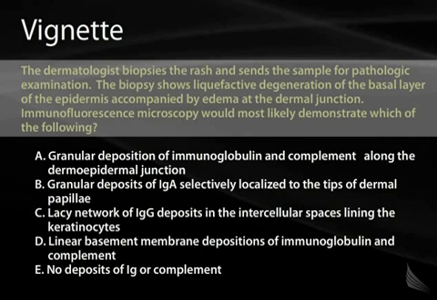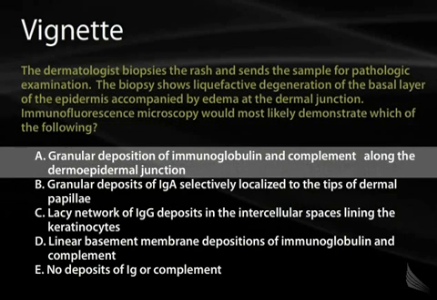D. Linear basement membrane depositions of immunoglobulin and complement. Or E. No deposits of Ig or complement. The answer here is A. Again, this is lupus, so you're thinking type 3. So you know it's not a linear deposit. You can get rid of D. You know that you're not going to have no deposits, so you can get rid of E. Granular deposits of IgA, we know that SLE is more of an IgG type picture, so you can get rid of B. And then between A and C, A is the one that includes both immunoglobulin and complement. Also, the fact that it's at the dermal-epidermal junction all indicate SLE.